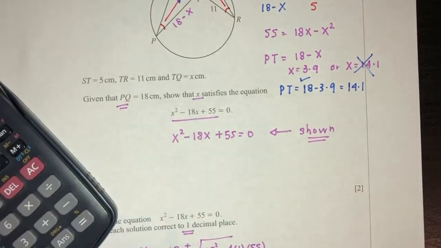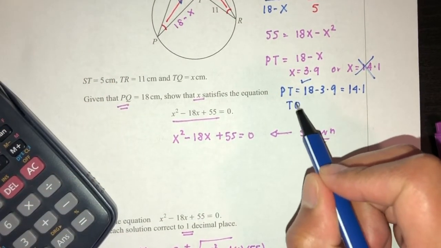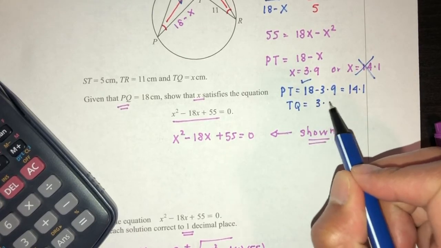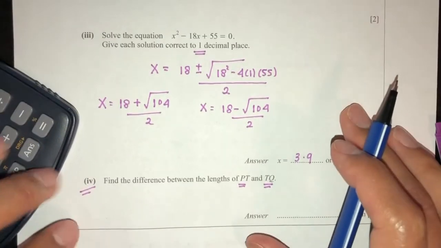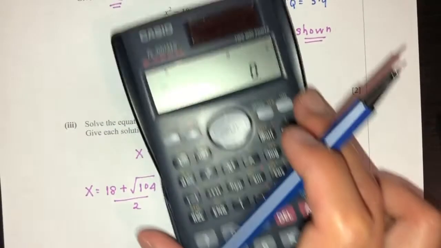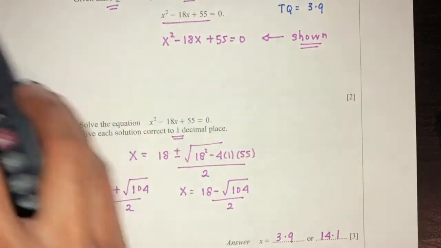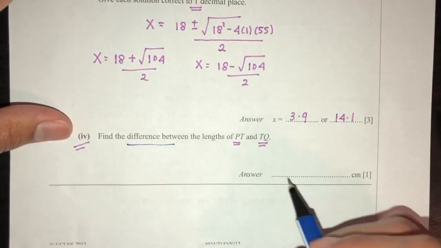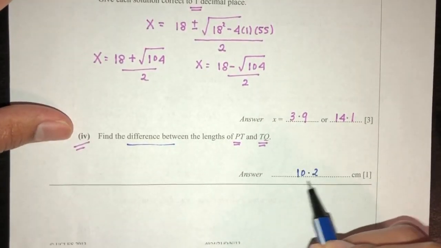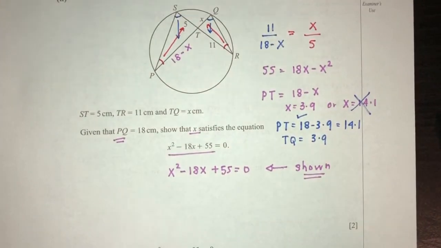Now that is PT, and we have to find the length of TQ. TQ is just x, which is 3.9, and the question is we have to find the difference between them. So let's do that. What is 14.1 minus 3.9? That will be 10.2. So your answer will be 10.2 centimeters. And this is your question number 8.